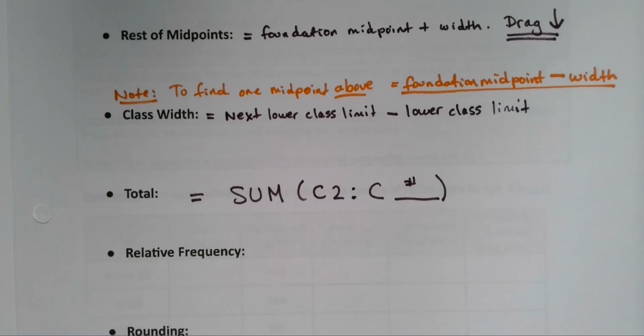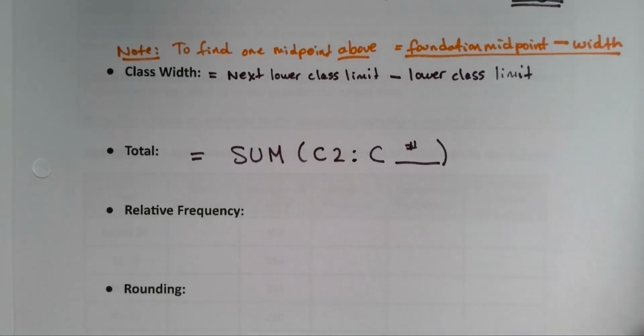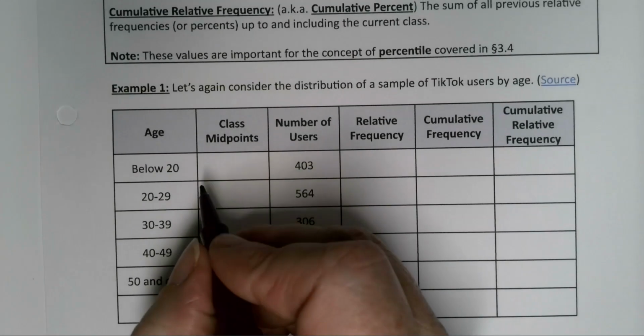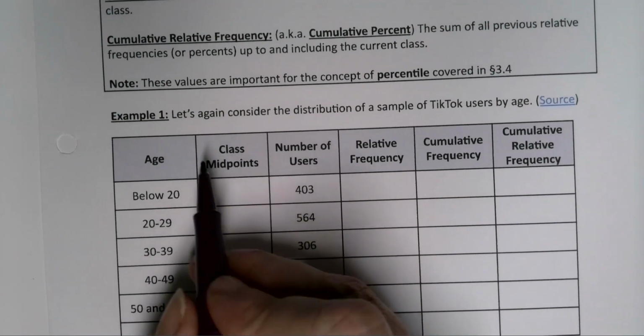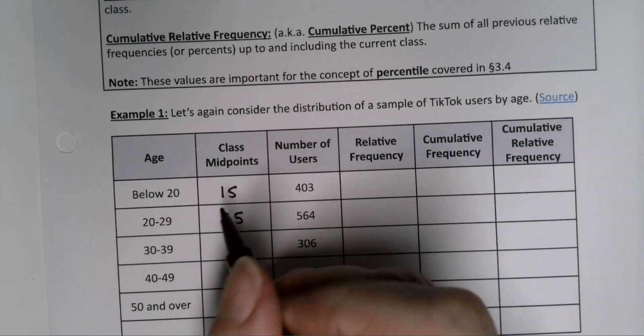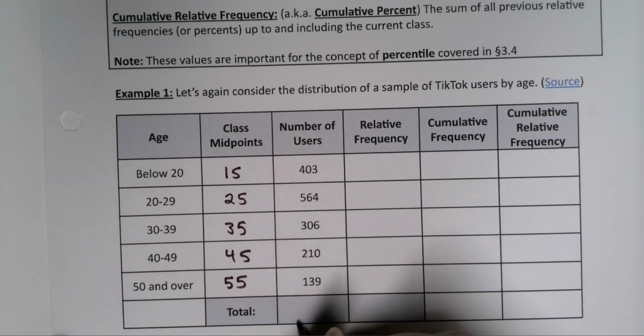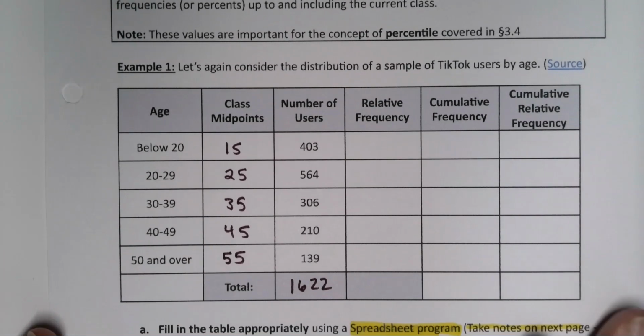So that's what I mean by C2 to C number, whatever that is. All right, now we want to find the relative frequencies. Actually, let me go back in here real quick. On this previous page, we can write in all of our midpoints. This was 15, this is 25, 35, 45, 55. We now know this total is 1622.